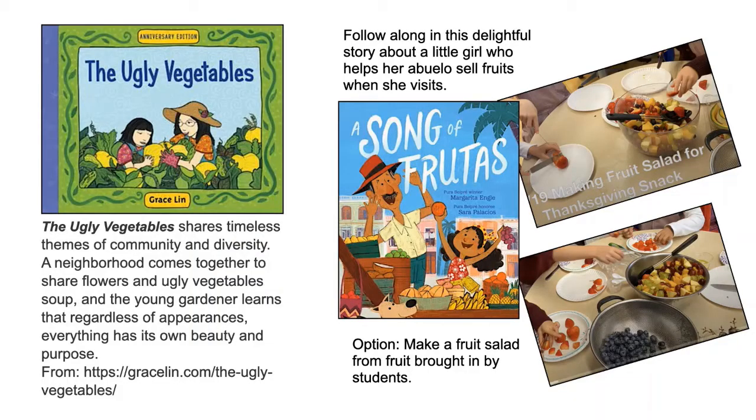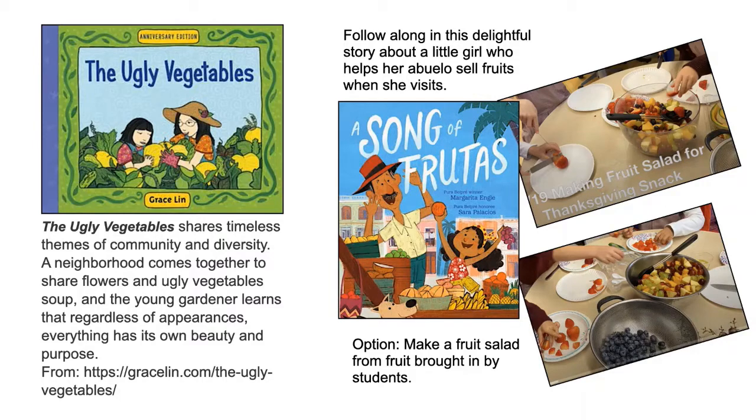Make the connections to self and the world with reading aloud The Ugly Vegetables. Students are introduced to cultural diversity and how a little girl comes to appreciate her mother's garden. Following the farm-to-table model, our students harvested lettuce, kale, and radishes to make a salad. They also packed herbs, sage, mint, spring onions, and parsley to take home.